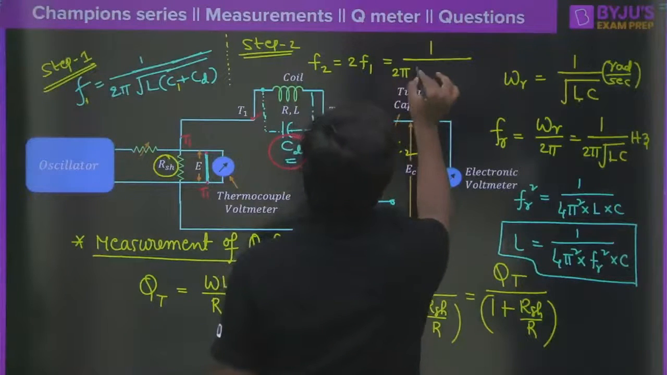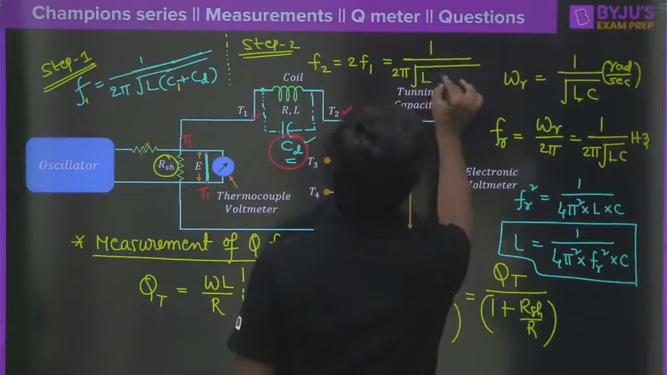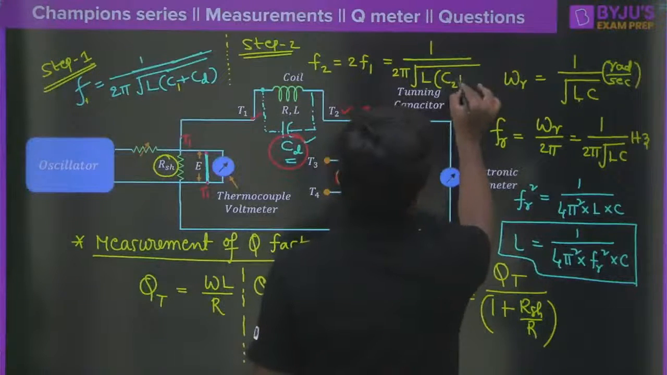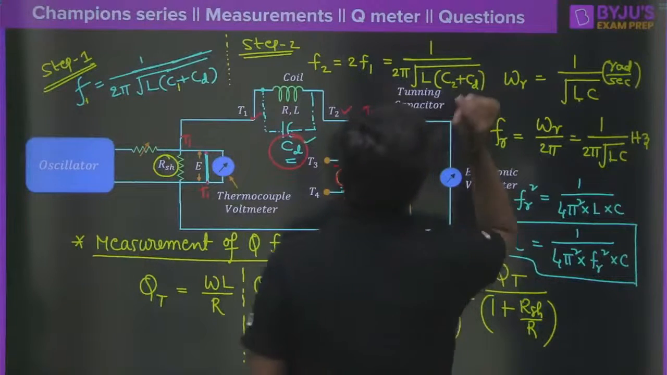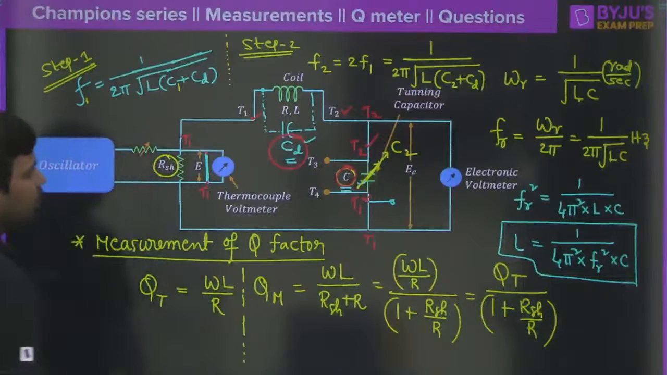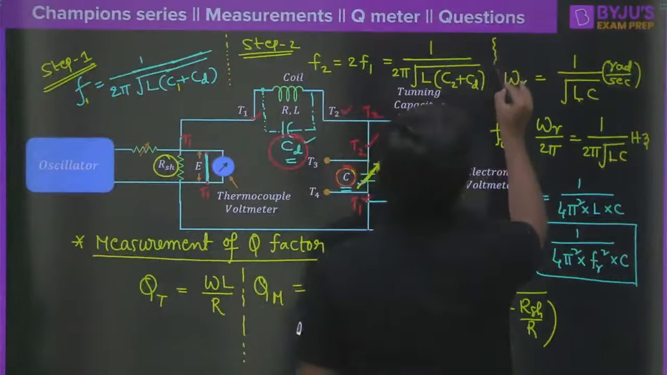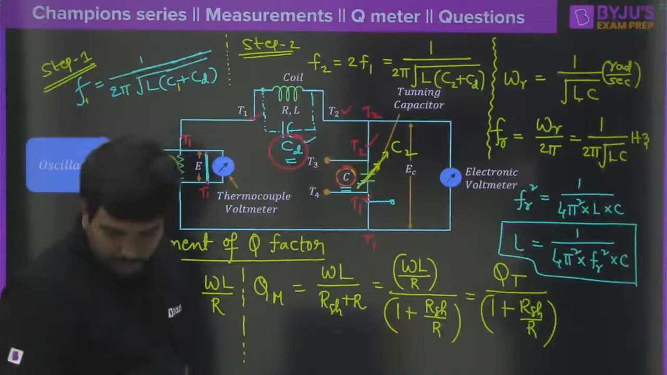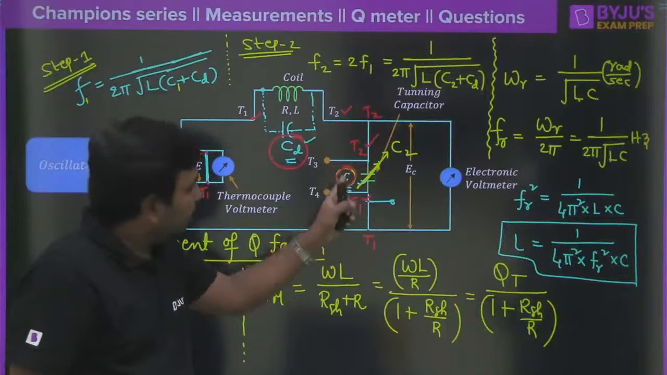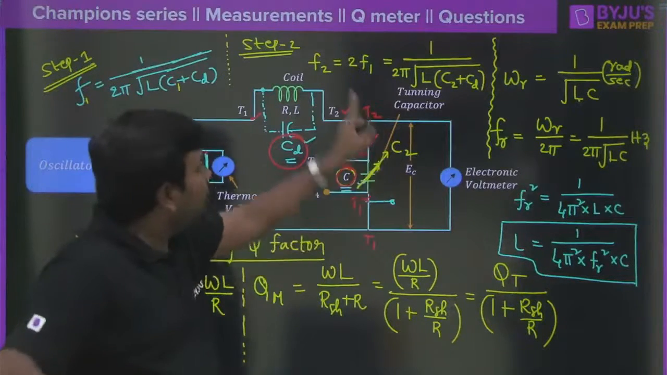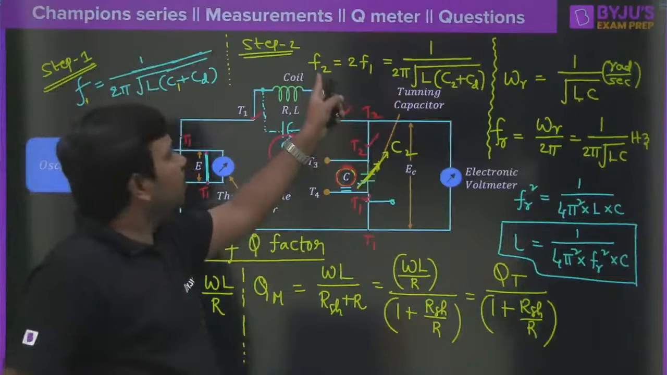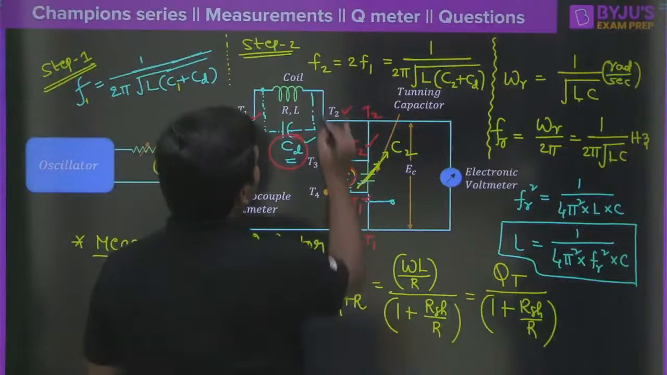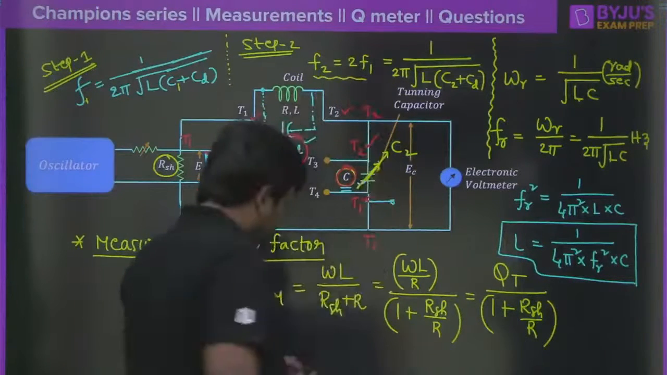So what should I say here? 1 divided by 2 pi under root of L into, inside the bracket, now the capacitance is tuned to C2, correct? So this is C2, and here the distributed capacitance will be there. So the second time, what we have done is change the value of capacitance from C1 to C2 such that we get a new resonant frequency which is equal to twice the previous frequency. That is, F2 is equal to 2 times F1.